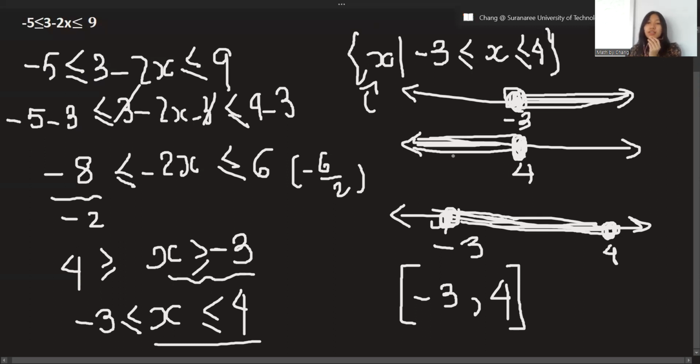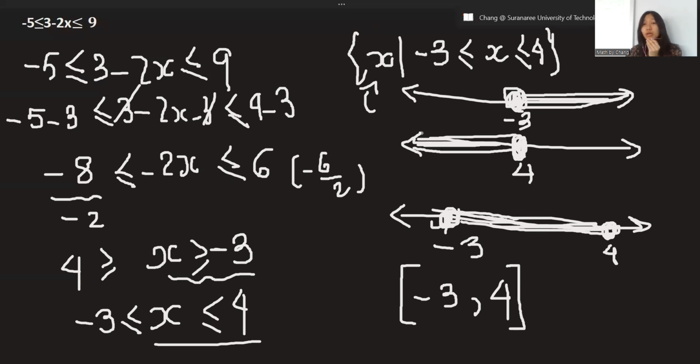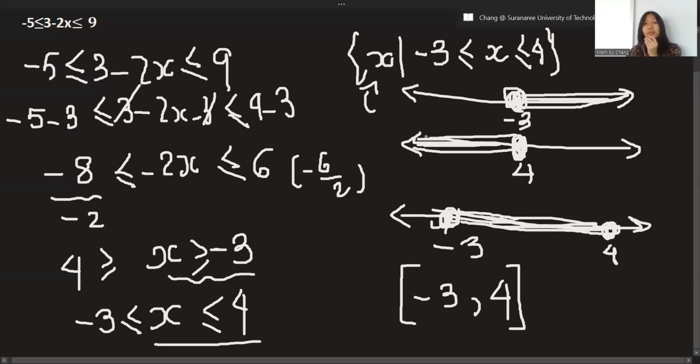So I hope you all will get these linear inequality problems. In the next video, we will solve the quadratic inequality and also cubic. So I hope you guys will get this.